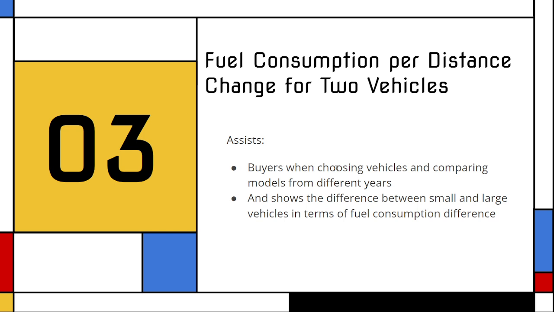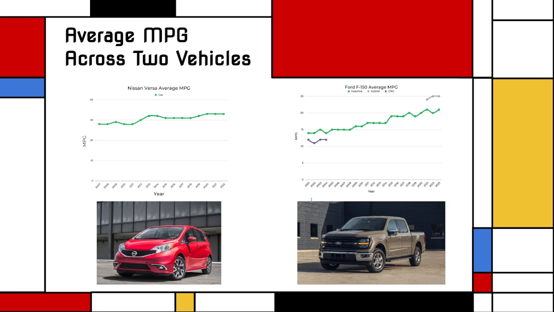For the last example, let's take a look at fuel consumption per distance change for two vehicles, which helps buyers compare vehicle models from different years. For example, let's take the Nissan Versa and the Ford F-150. These two graphs show the difference of models and fuel consumption usage over the years, and as you can see, both increase over the years.